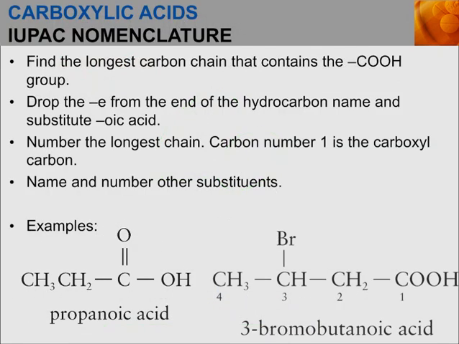So next time we're going to dive into naming, also called nomenclature. We'll talk about how to name carboxylic acids, and then we'll move on to the other groups after that. We'll also start talking about physical properties of all of these different groups, as well as the reactions that they can perform. So I will see you then.